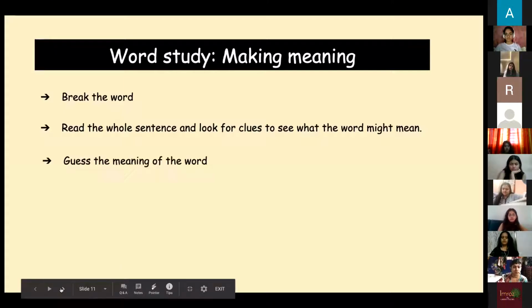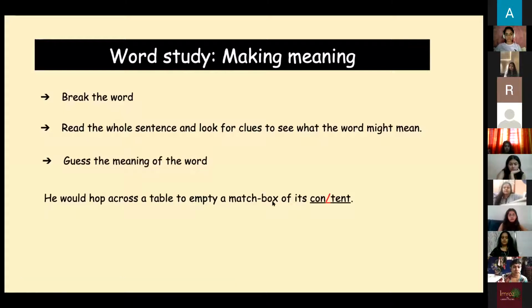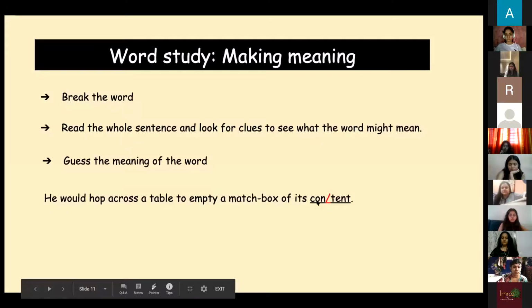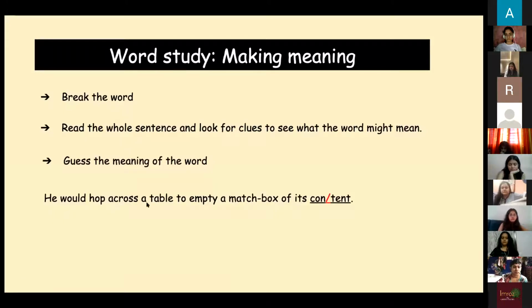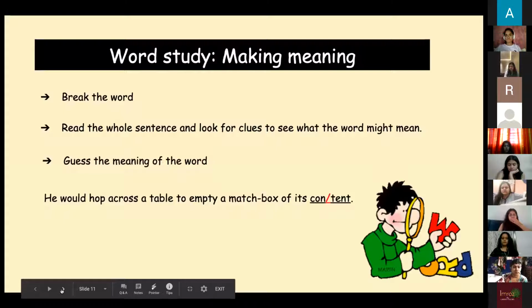How it will look like is: he would hop across a table to empty a matchbox of its content. I see a difficult word here, which is content. I have broken it down, con-tent. I have chunked it, okay? He would hop across a table to empty a matchbox of its content. What can be inside a matchbox? Maybe matchstick. Okay, I'm going to replace content with matchstick.